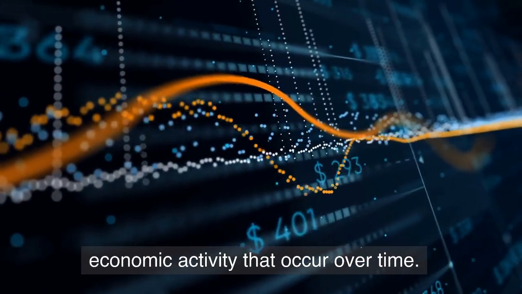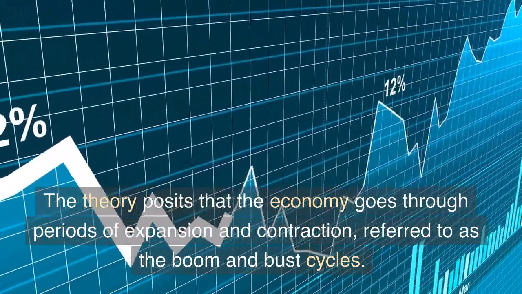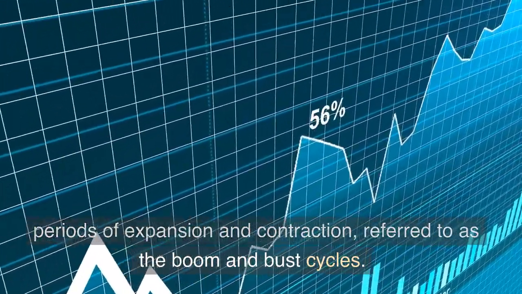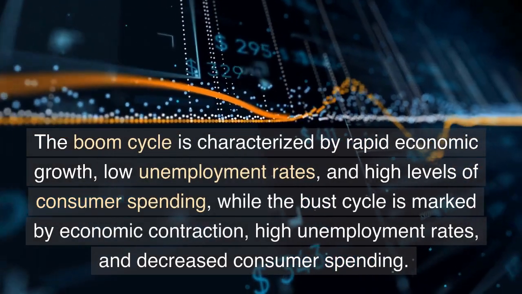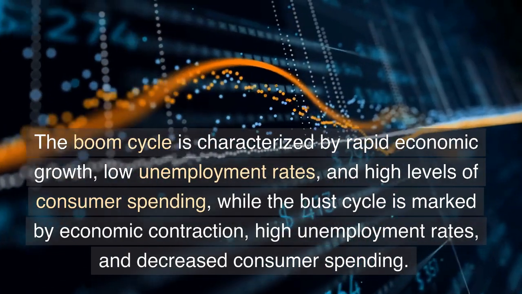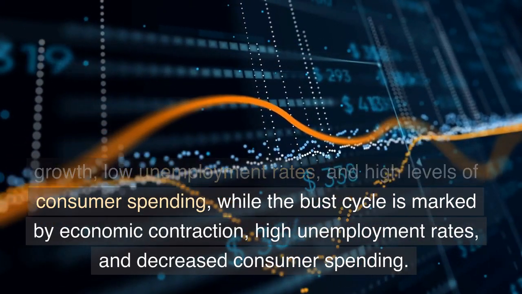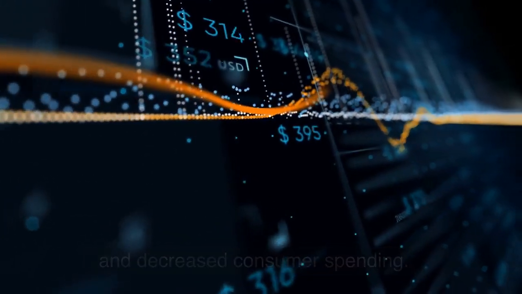The business cycle theory is a fundamental concept in economics that seeks to explain the fluctuations in economic activity that occur over time. The theory posits that the economy goes through periods of expansion and contraction, referred to as the boom and bust cycles. The boom cycle is characterized by rapid economic growth, low unemployment rates, and high levels of consumer spending, while the bust cycle is marked by economic contraction, high unemployment rates, and decreased consumer spending.